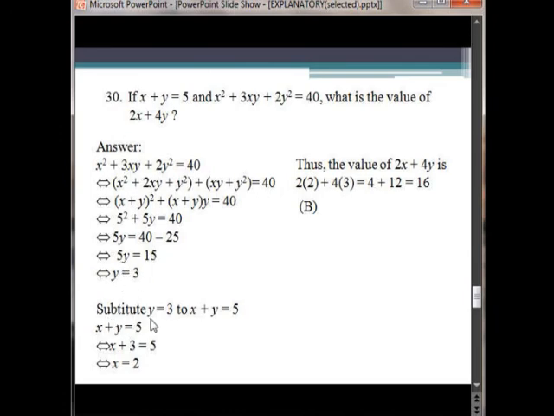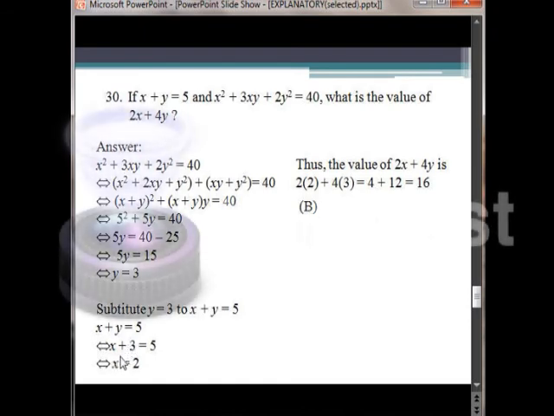Now substitute y equals 3 to the equation x plus y equals 5. So there you have x plus 3 equals 5. So x equals 2. Thus, the value of 2x plus 4y is 2 times 2 plus 4 times 3 equals 4 plus 12 equals 16. So the answer is letter B.